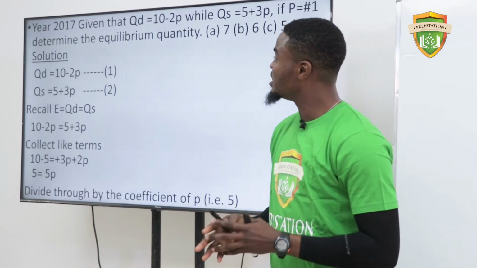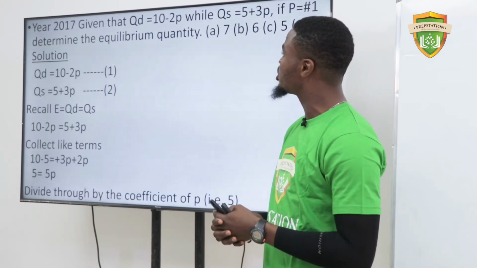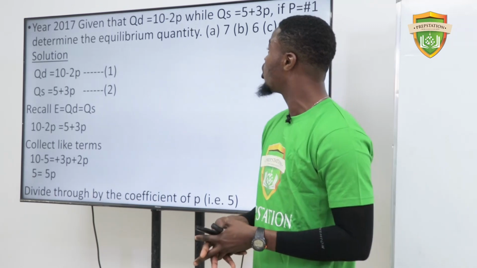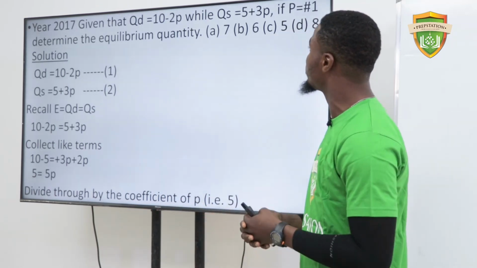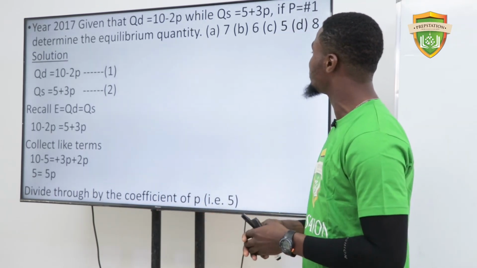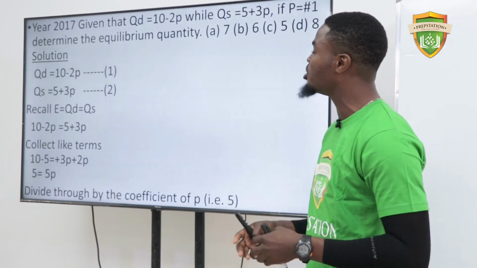In the year 2017, they said, given a function QD equals 10 minus 2p, while QS equals 5 plus 3p, if the price equals 1 naira, determine the equilibrium quantity.